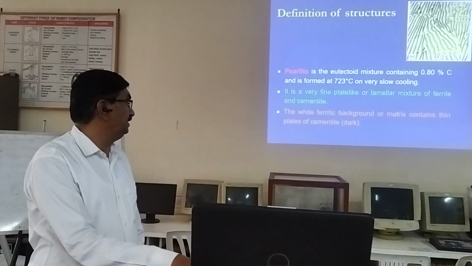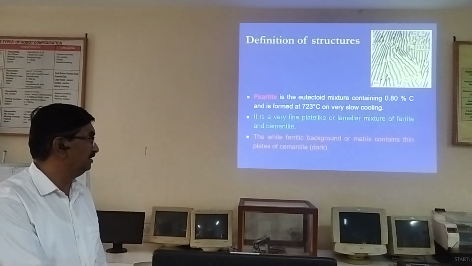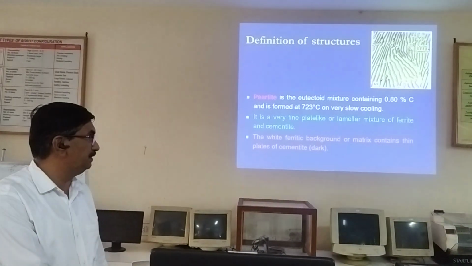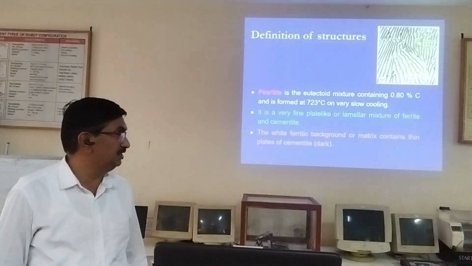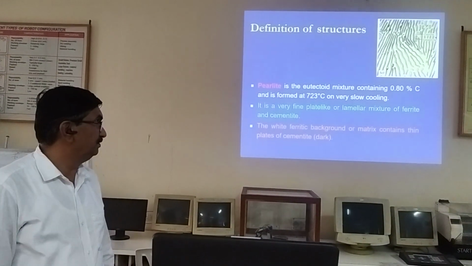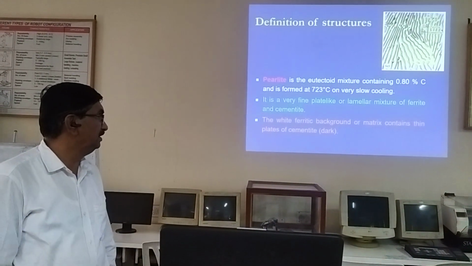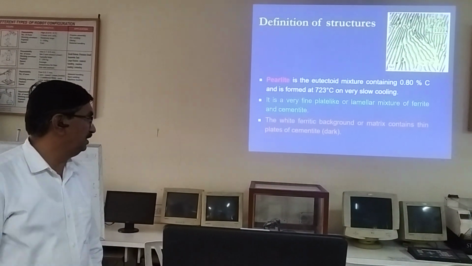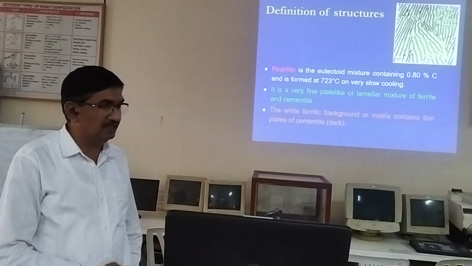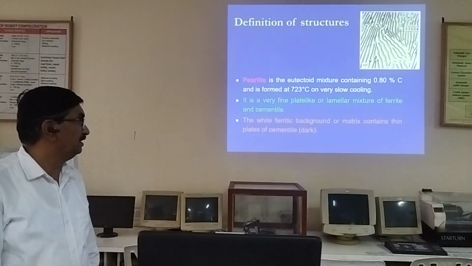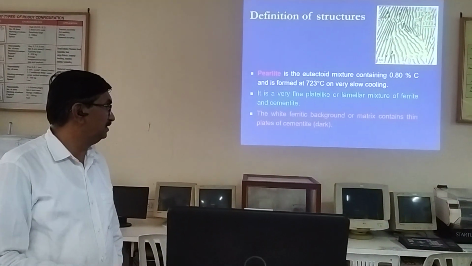Then the perlite. This is the eutectoid picture, formed in the eutectoid reaction, containing 0.8% carbon, and it is formed at 720 degrees on very slow cooling. It has a laminar picture of ferrite and cementite. The white ferrite matrix contains thin plates of cementite. The dark one is the cementite, and the white one is the ferrite structure.